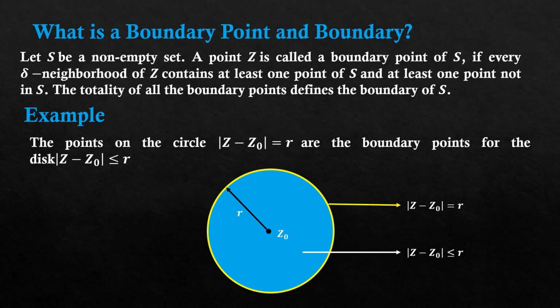Here, if we take every delta neighborhood of the points on the circle |Z minus Z naught| equal to R, which is represented by the yellow color, that neighborhood contains at least one point from inside the disk and one point from outside the disk. Therefore, each point on the circle |Z minus Z naught| equal to R is a boundary point of this disk. Therefore, in this case, the boundary of the set S, which is a disk in this case, is the circle |Z minus Z naught| equal to R.